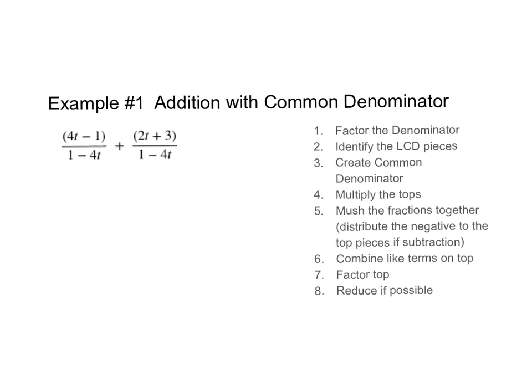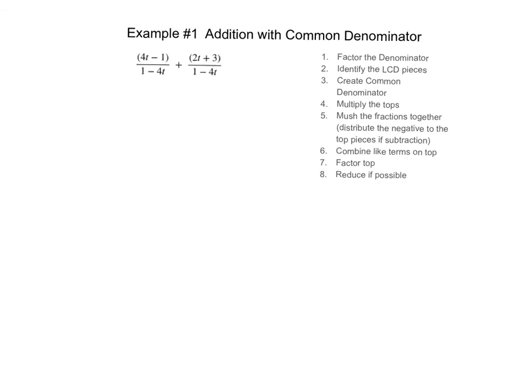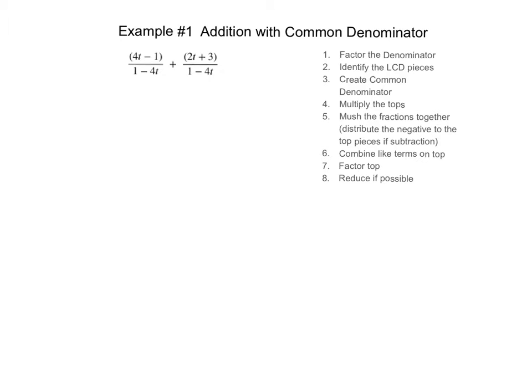Alright, so let's take a look at our first example. Nice, easy question. Okay, so (4t minus 1) over (1 minus 4t) plus (2t plus 3) all over (1 minus 4t). So let's run through our steps. Step 1 says factor the denominator. Well, in this case, I really can't factor the denominator because there's no need to. There's nothing to factor.